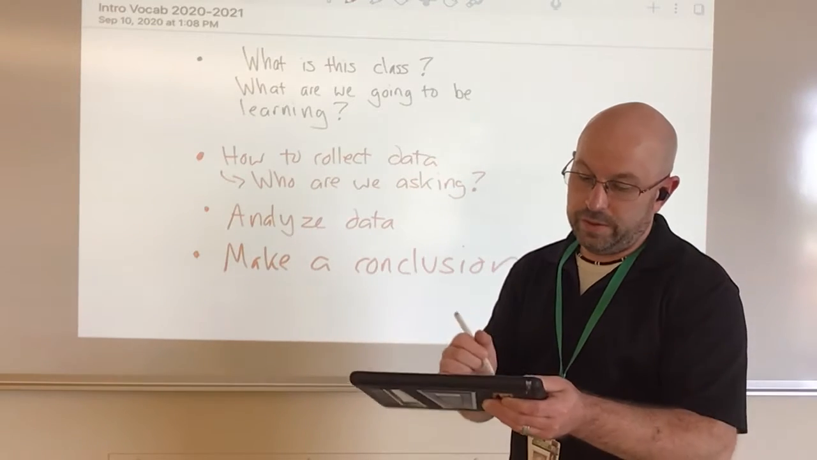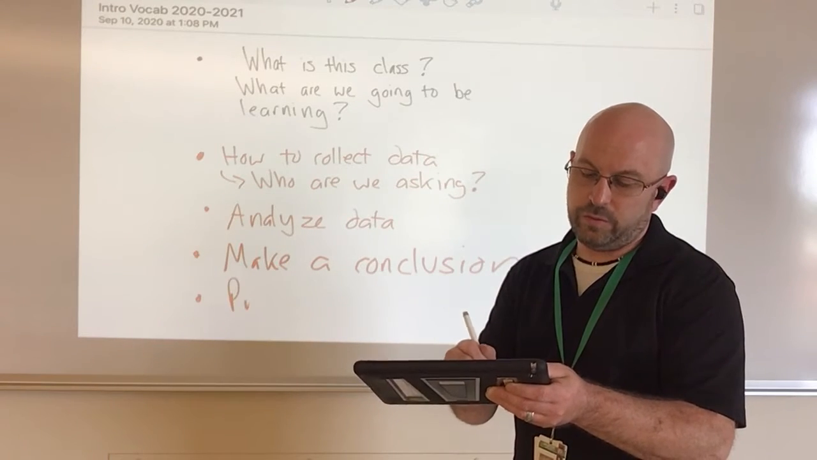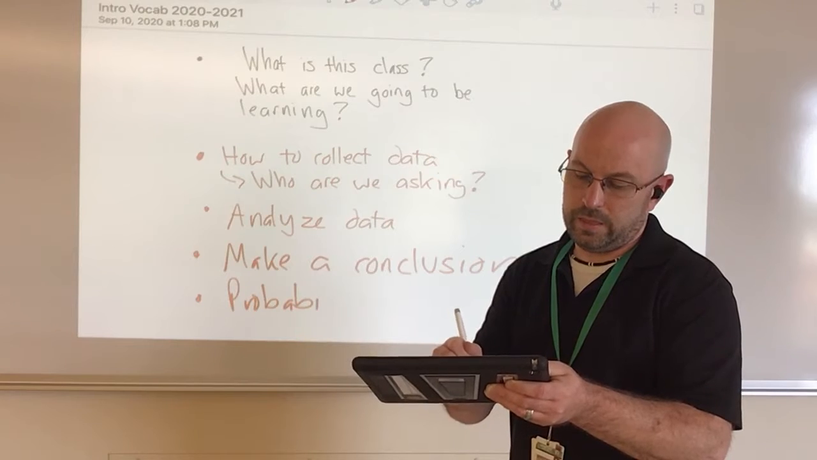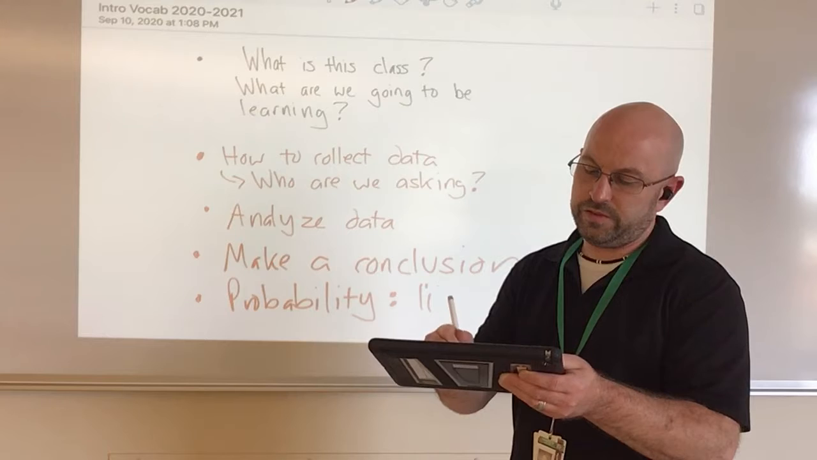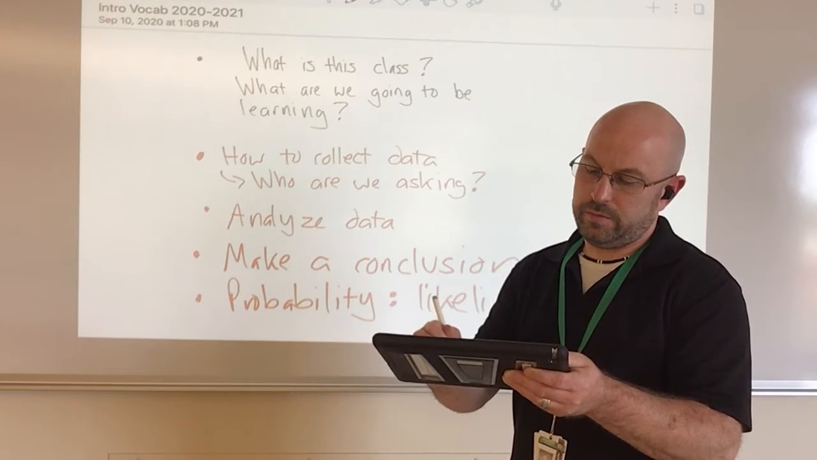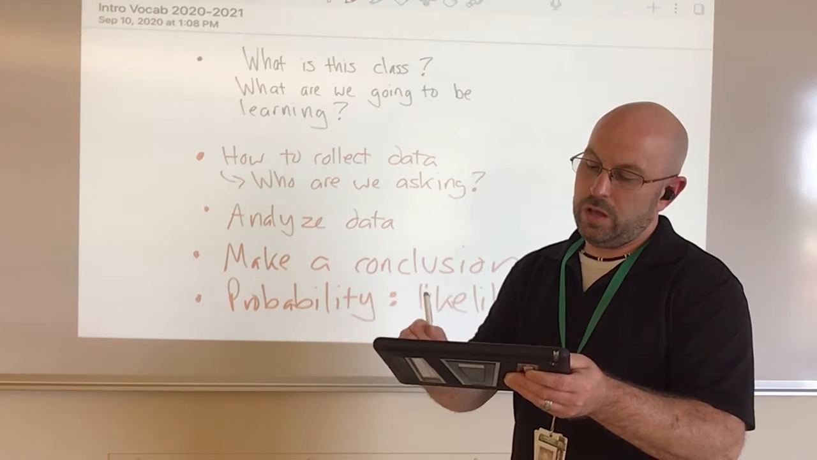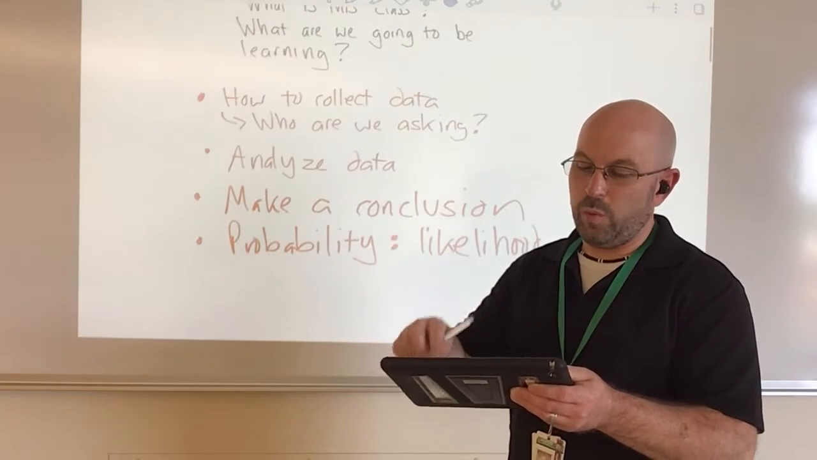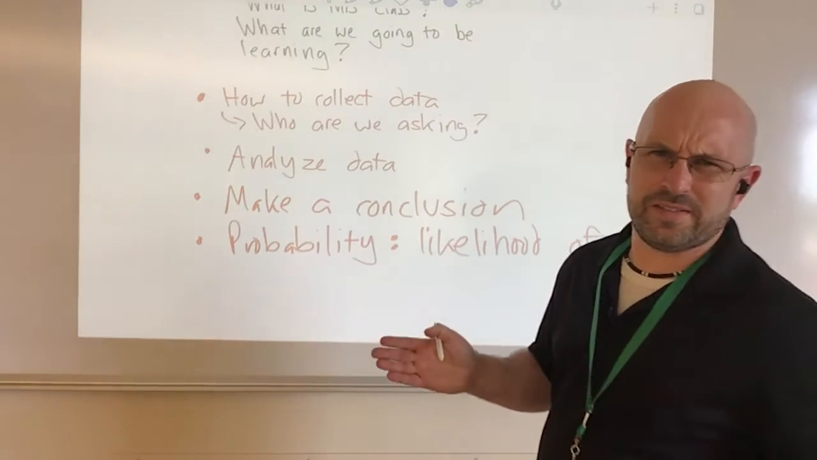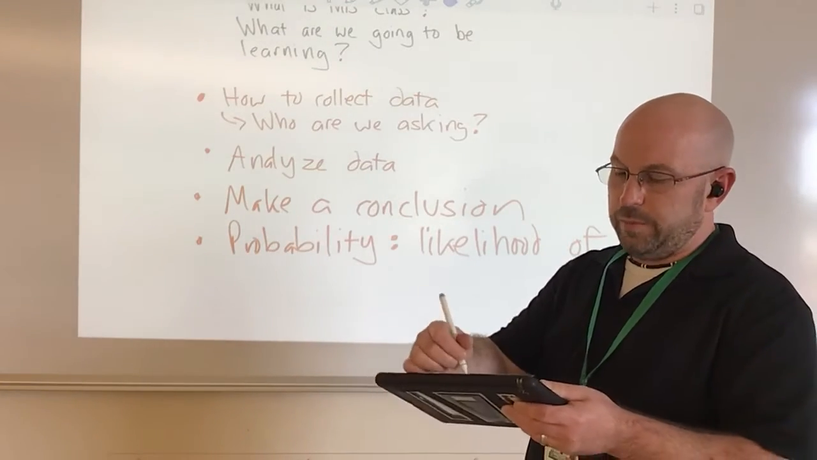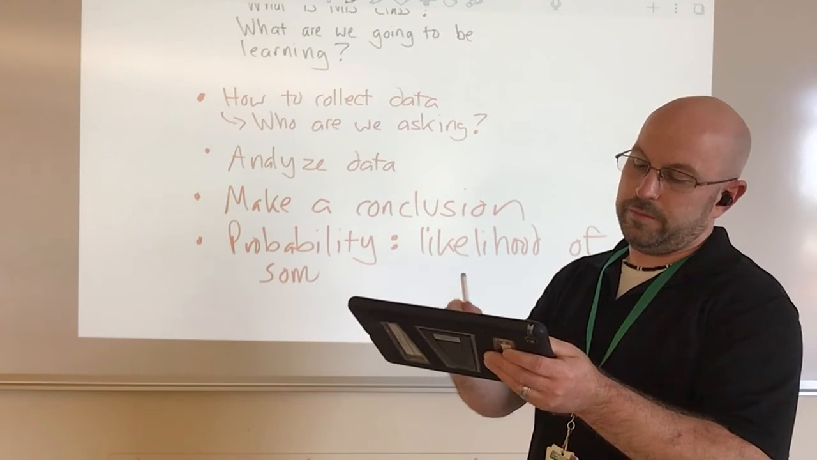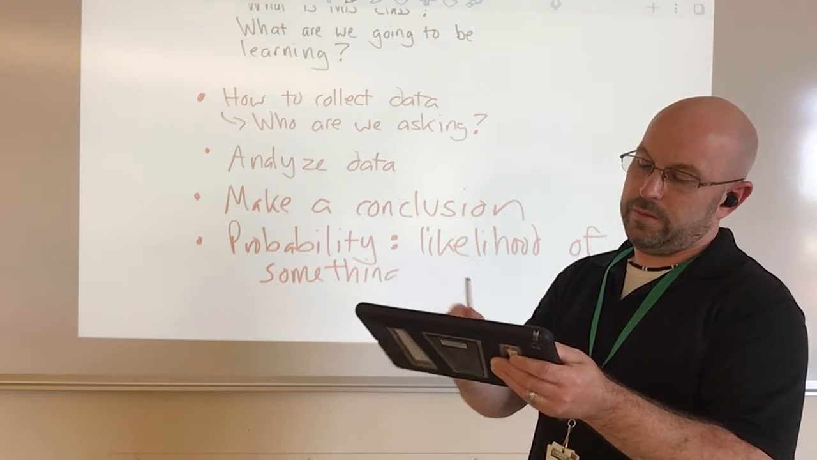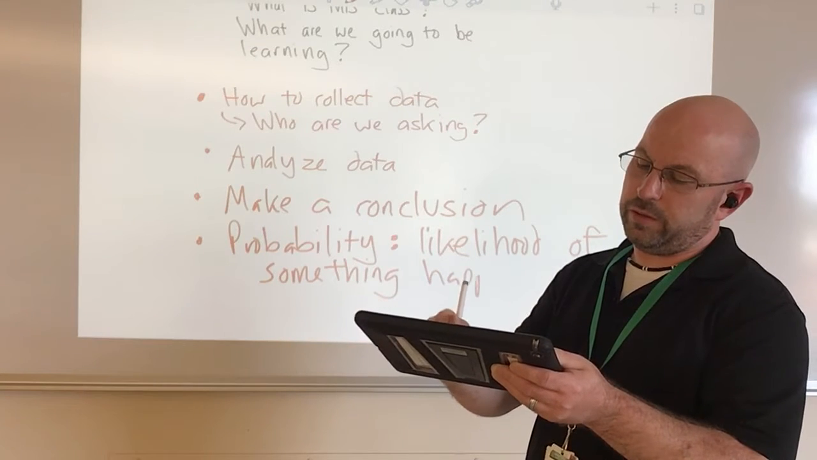You're also going to be learning a bit about probability. That's going to be the fourth thing here. That's the likelihood of something happening. We're going to be going pretty deep into that, I want to say maybe around January. But basically what you want to know is probability is the likelihood of something happening. So those are the big four things you're going to be learning in here.